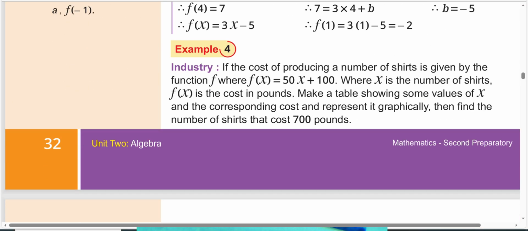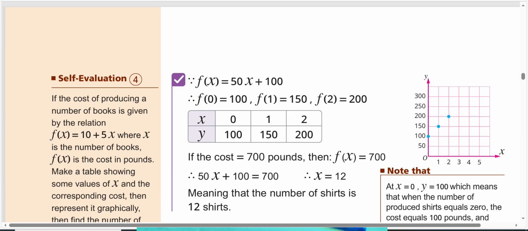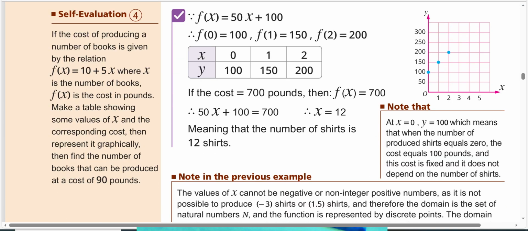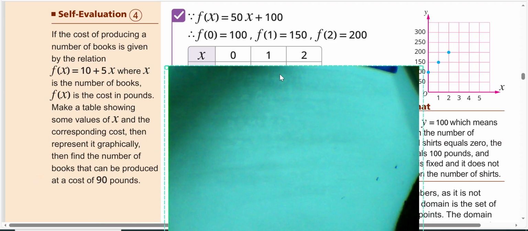Question number 4, you can read this question and solve it by yourself. Okay, the solution is down here. Self-evaluation number 4. The cost of producing a number of boxes is given by the relation f of x equals 10 plus 5x, where x is the number of boxes and f of x is the cost in pounds. Make a table showing some values of x and the corresponding cost, then represent it graphically, then find the number of boxes that can be produced at the cost of 90 pounds.